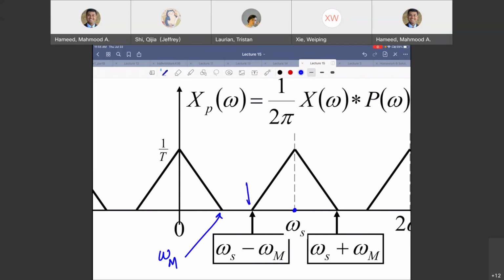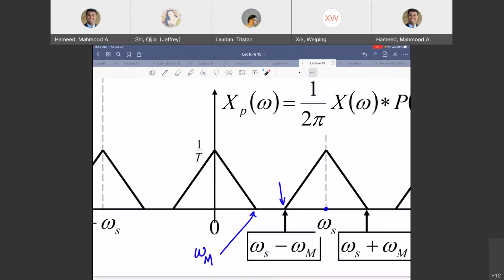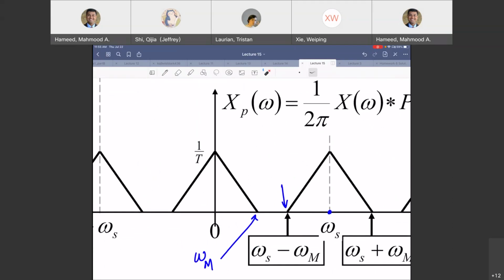So what would be this point? Well, that would be omega s minus omega m, right? Similarly, you can find out what this is, what this is. You can find out all the points. You need omega s and omega m. Where is omega m coming from? It is coming from the highest frequency in the signal that you're sampling. Where is omega s coming from? It is coming from how far apart the impulses are in your impulse train. Now, three things can happen over here. Try to compare this with this.